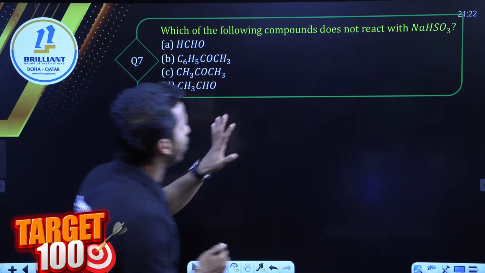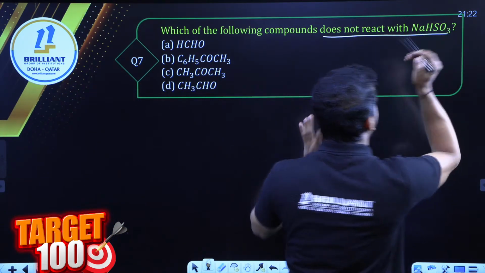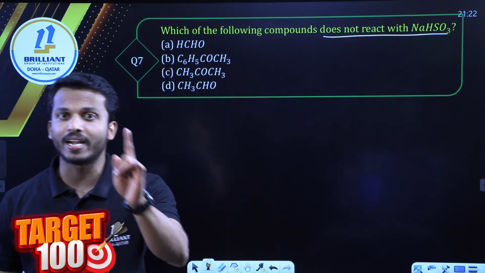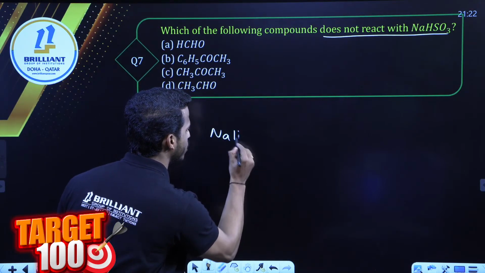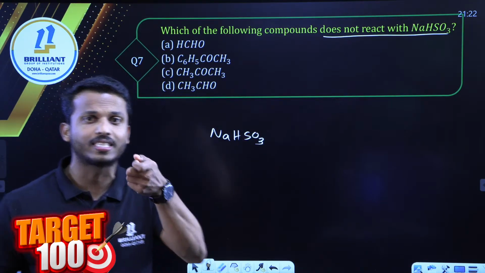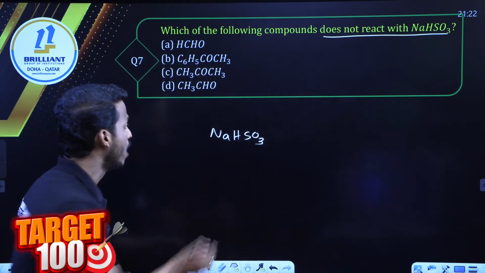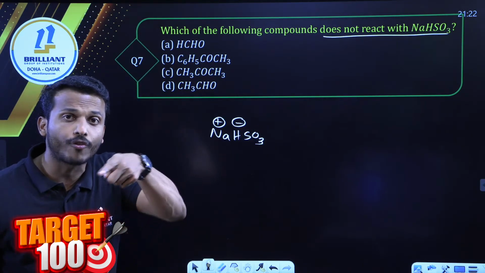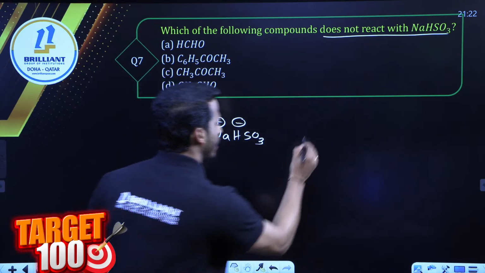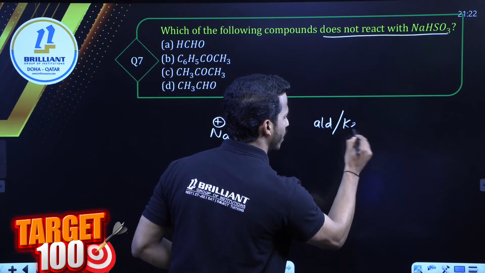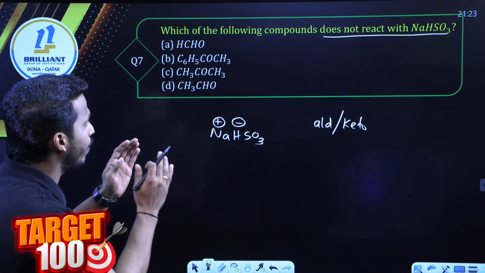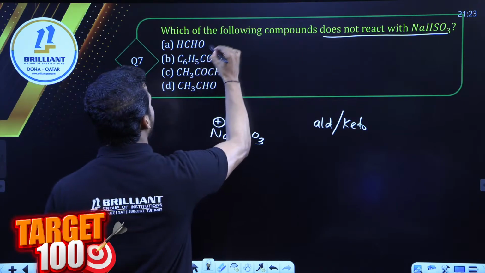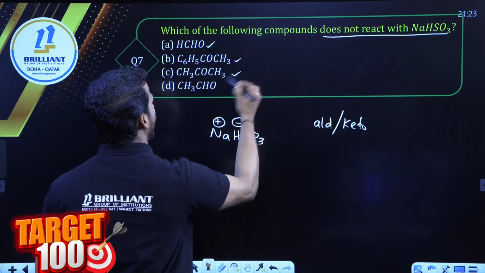Which of the following compounds does not react with NaHSO3? Sodium hydrogen sulfite, NaHSO3, it's a type of nucleophilic addition reaction where it contains Na+ and HSO3-. That is a nucleophile. The nucleophile attacks aldehydes or ketones. So the reaction happens on aldehydes or ketones, dear all. So which of the following compounds does not react? Dear all, it's an aldehyde, it's a ketone, it's a ketone, it's an aldehyde.